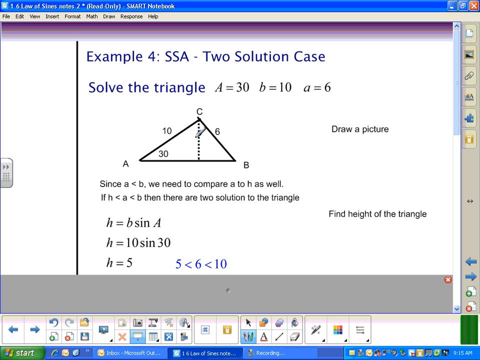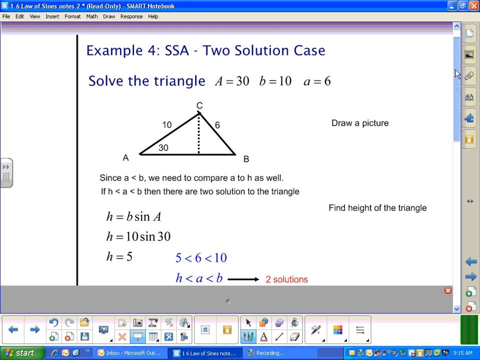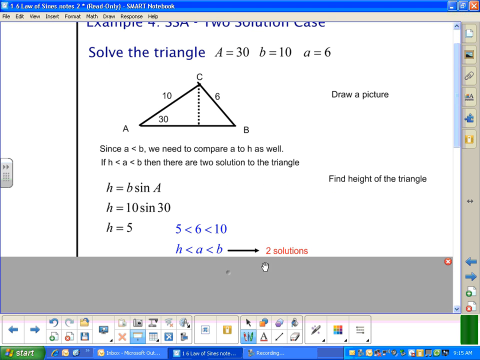Now, if this here is 5, right, side A is 6, the height is 5, side B is 10. So we have this situation where A is in between the height and side B. So we know that there's two solutions possible. And I want you to visualize what those two solutions are, okay?